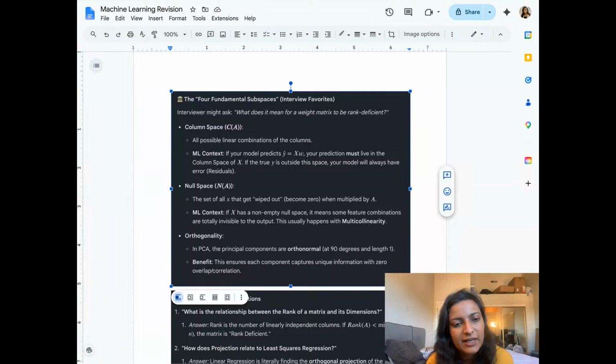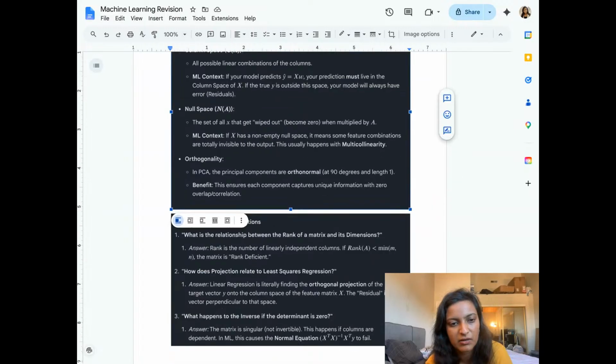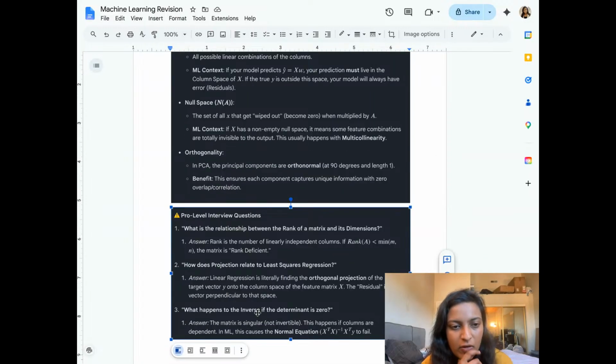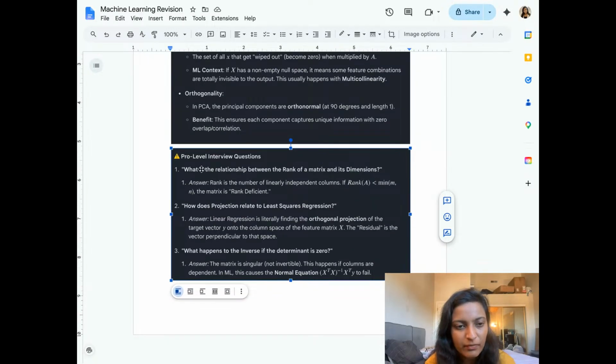The set of all X that becomes 0 when multiplied by A is the null space. If matrix X has a non-empty null space, it means some feature combinations are totally invisible to the output. This happens with multicollinearity. Orthogonality: in PCA, the principal components are orthonormal, 90 degrees and length 1. The benefit is that this ensures each component captures unique information with zero overlap.